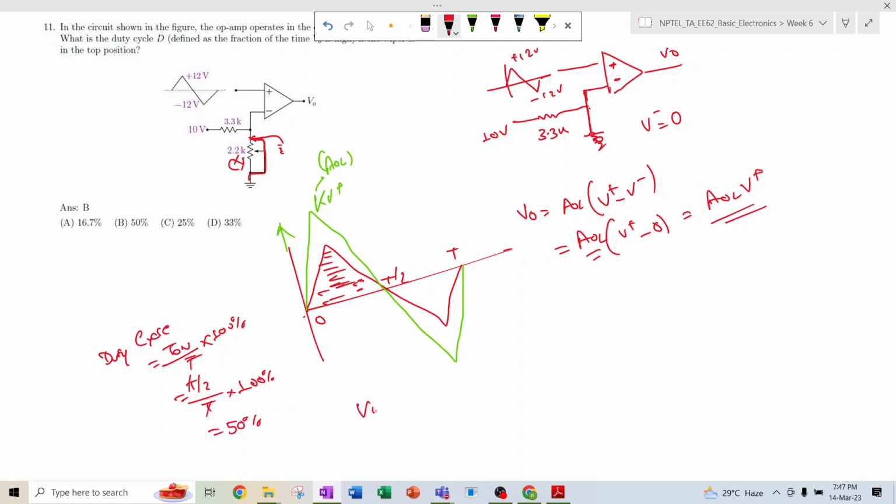Similarly in the output, the same signal just gets amplified, but the duty cycle remains the same. It is also half of the period, right? So it will be the same, T by 2 divided by T into 100%, T and T cancel out, so it will be 50%. Okay, so the correct answer will be option B, 50%.